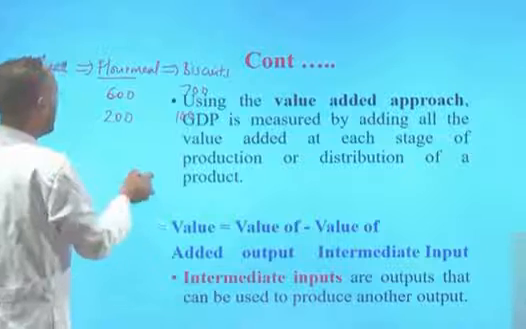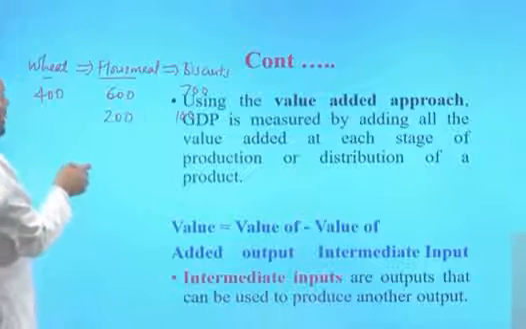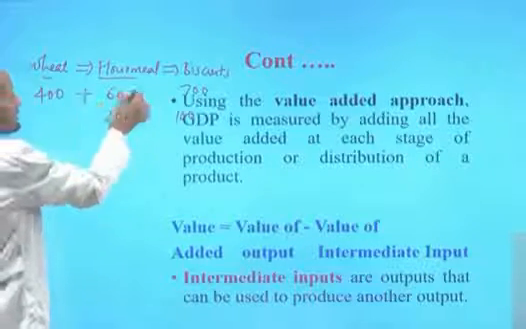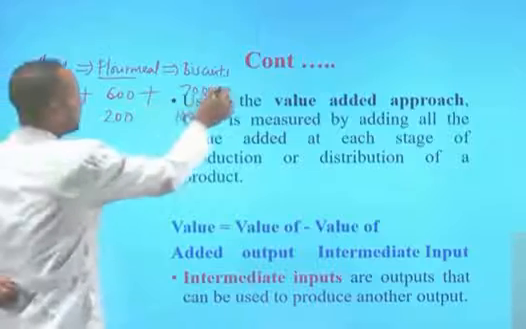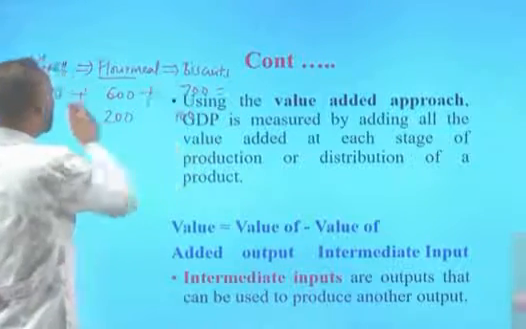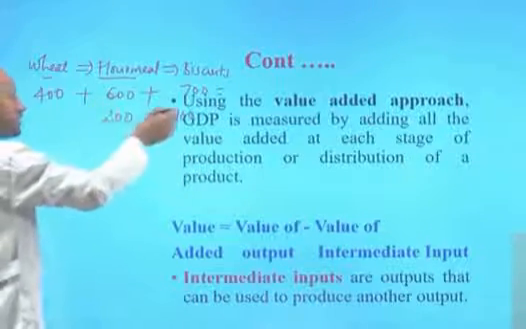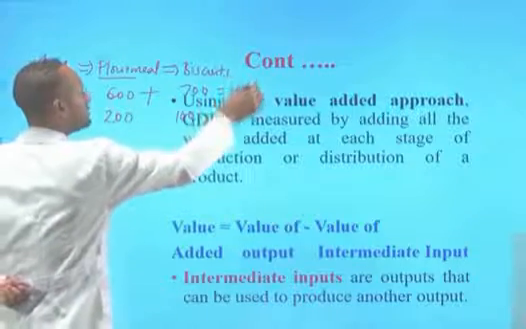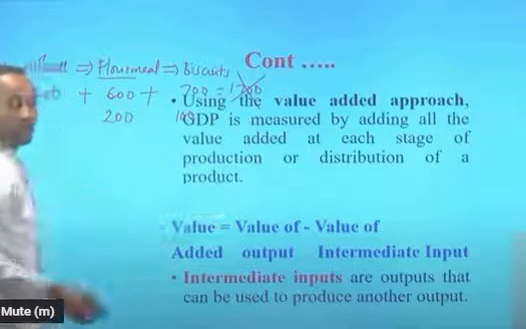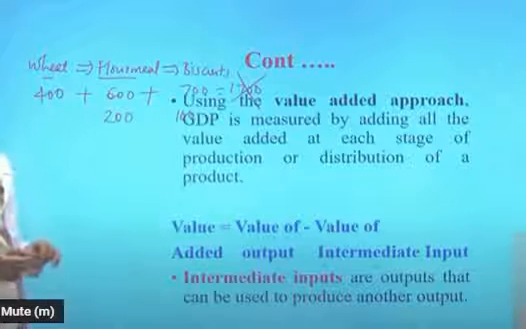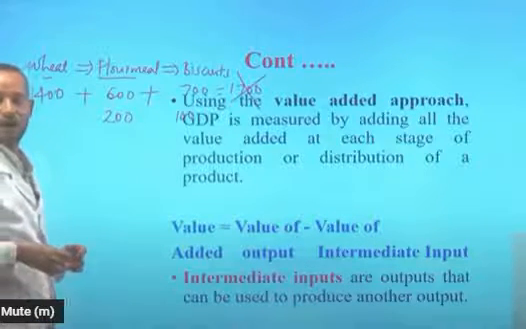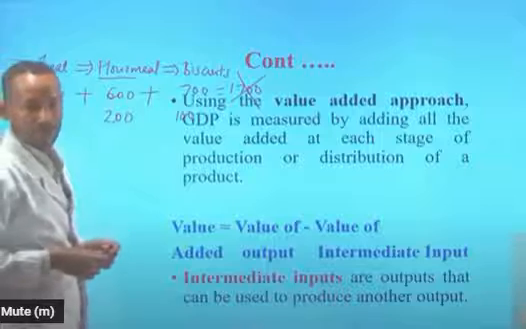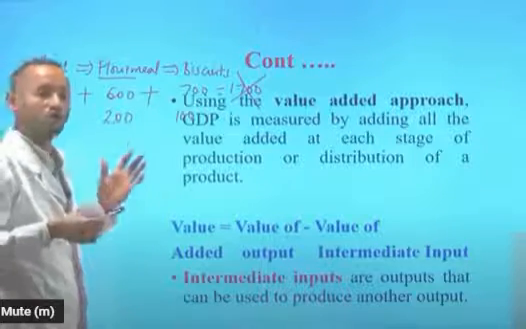So if we calculate GDP by adding all the values of the intermediate inputs and all the outputs together, then there is double counting. That means 400 plus 600 is 1000, and 1000 plus 700 is 1700. This is the wrong way of calculating GDP, because there is double counting, since we add all the values of the intermediate inputs and all the values of the outputs together.